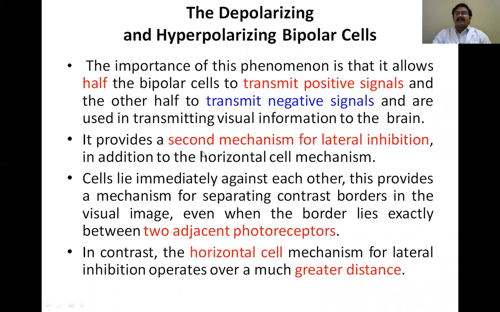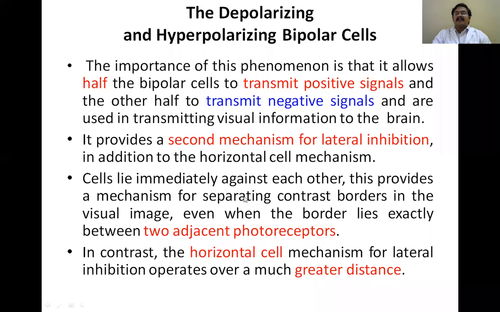They provide the second mechanism of lateral inhibition, to provide contrast and localization, in addition to the horizontal cell mechanism. Another cell, in the inner plexiform layer, the amacrine cell, also plays an important role in lateral inhibition.